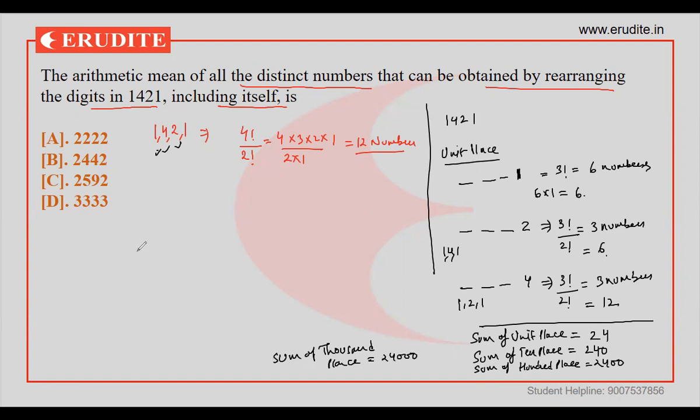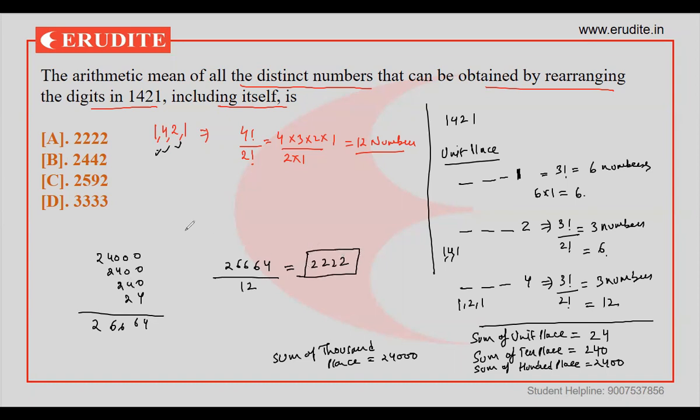So the sum of all the numbers will be how much, guys? 24000, 2400, 240, and 24. This will be 26664. So the sum is coming out to 26664. We have to find the average, as there are 12 numbers, so divide by 12. Once you divide it, you will get the average. So my correct answer is option number A. I hope it is clear to everyone. Thank you.